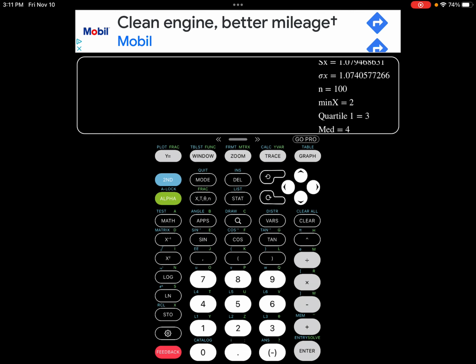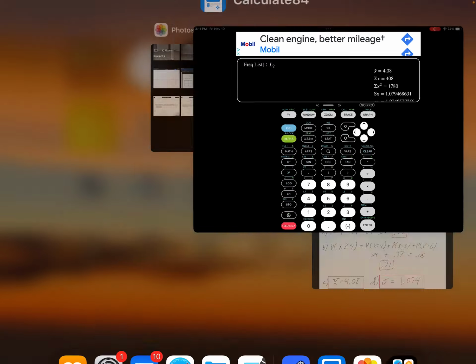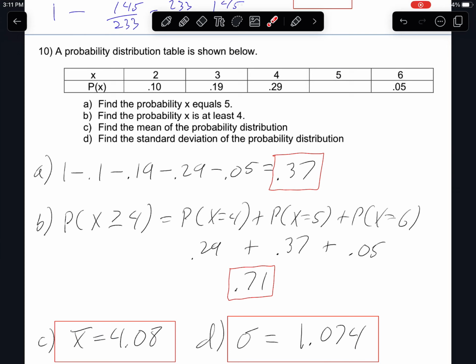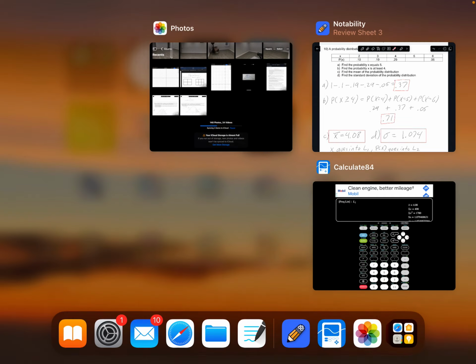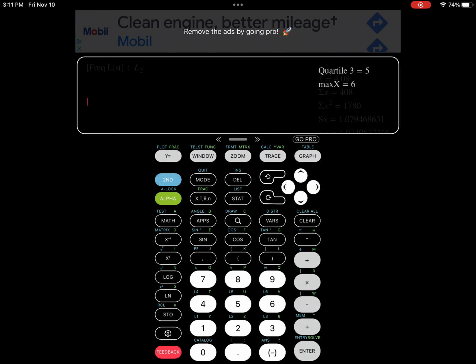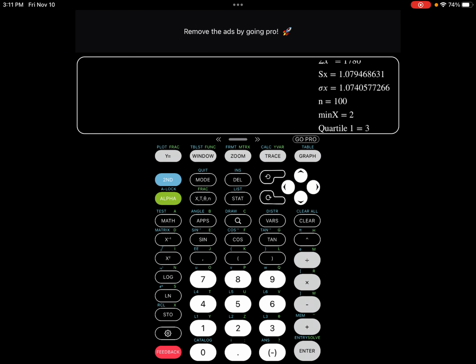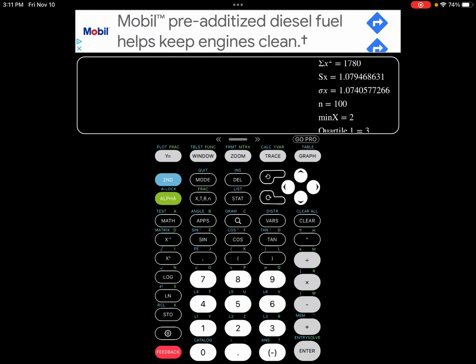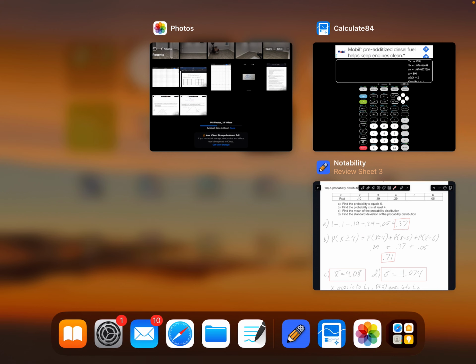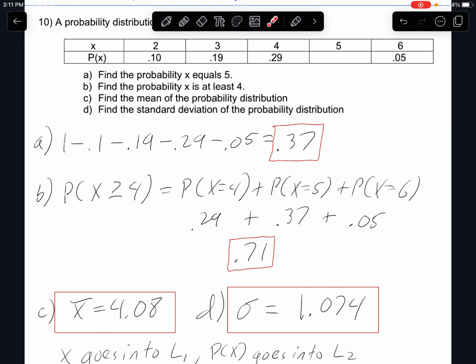What the calculator is going to do is calculate what's called a weighted average, essentially. 4.08 is your average. And your standard deviation is your population standard deviation, which means we're going to use the sigma symbol, not the S symbol. So sigma X is 1.074, and that is our population standard deviation.